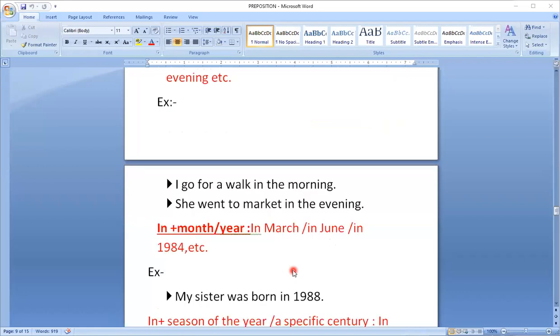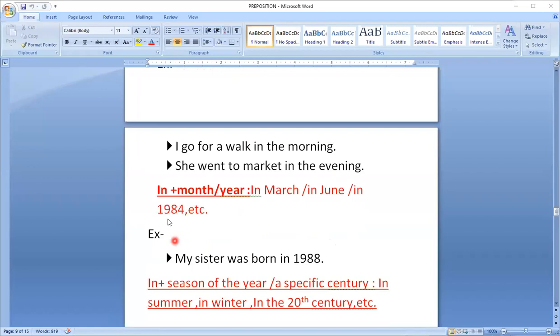Now the next use of the in preposition: in plus month, year, in March, in June, in 1984. Notice in 1984, when we talk about a year or a month, we use the in preposition. For example, my sister was born in 1988. Notice that here we talk about a year, so we use the in preposition before the year.